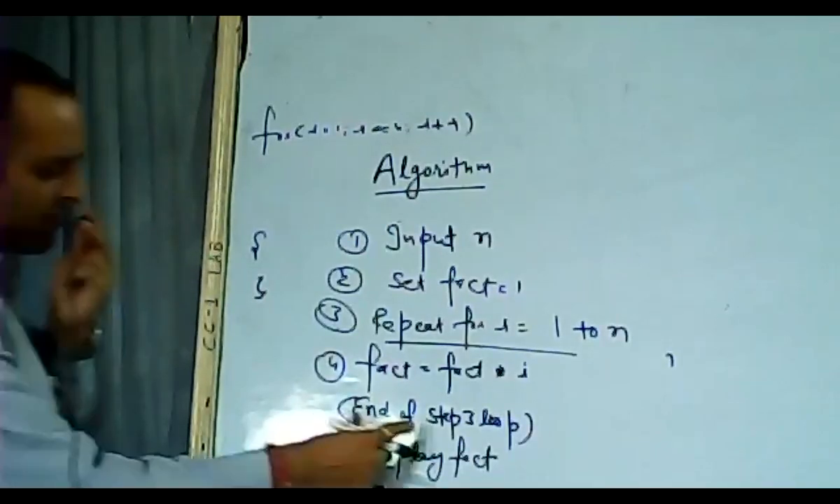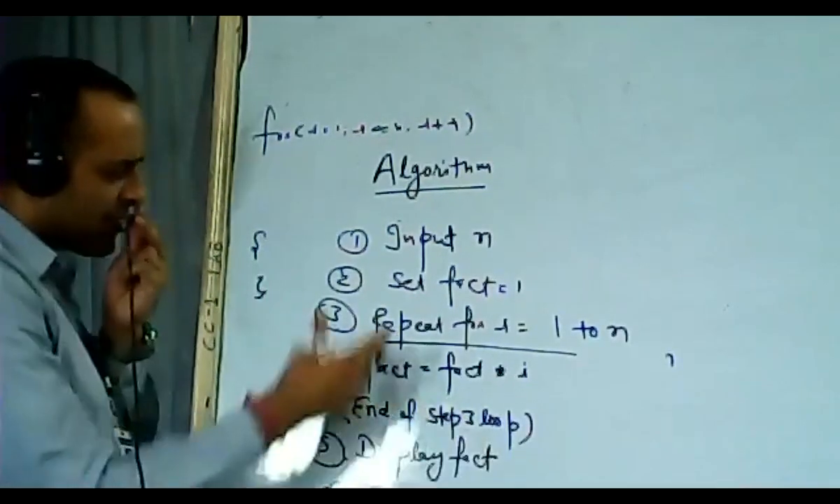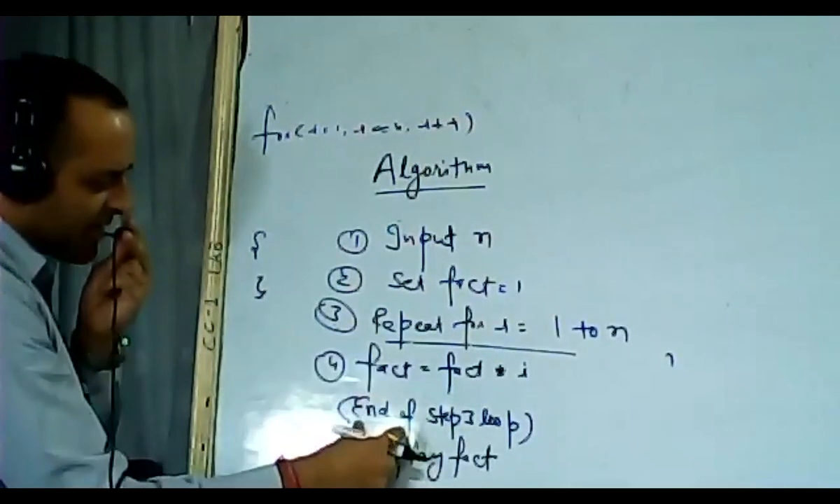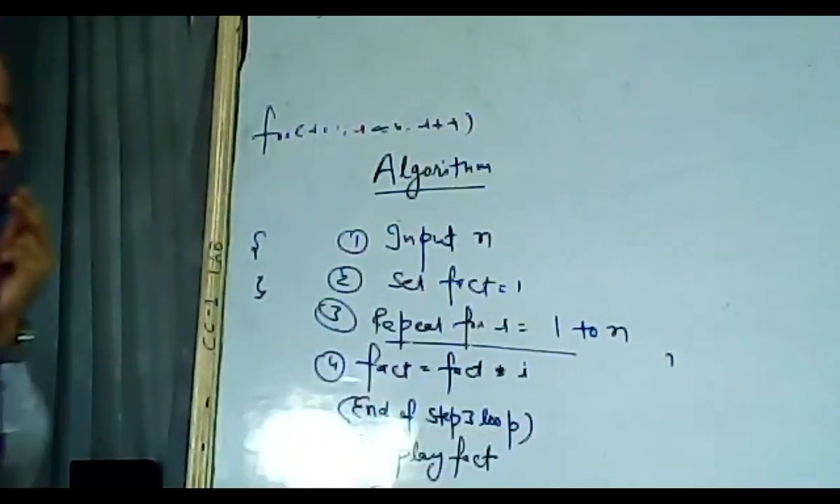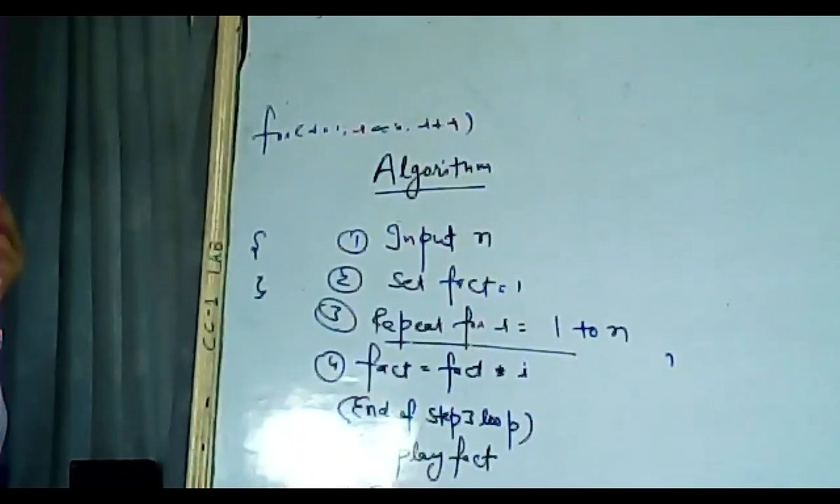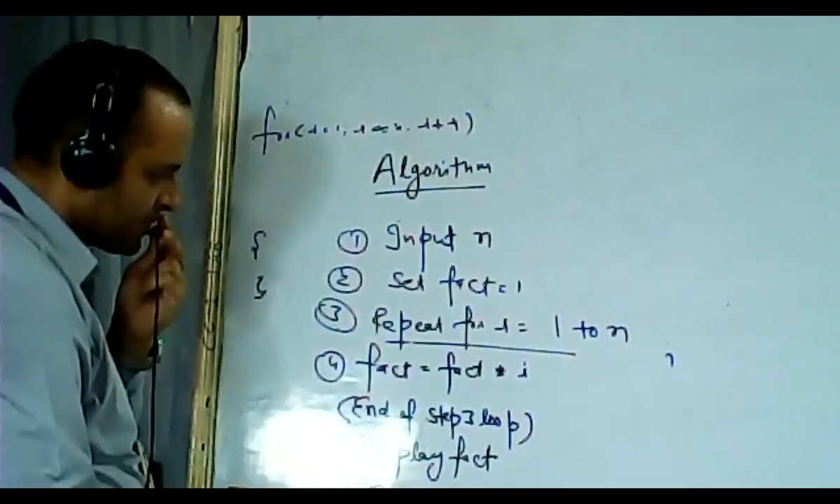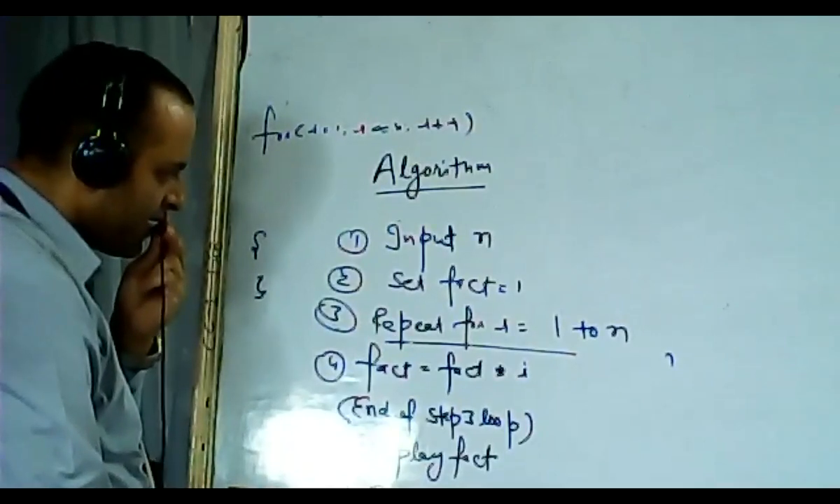Why do I need to specify end of step 3 loop? Because there may be multiple loops in the algorithm, so we need to tell which loop is ending here. My loop is on step 3, hence I have written end of step 3 loop. Is it clear? Should we move next? Should I erase it? Okay, fine.